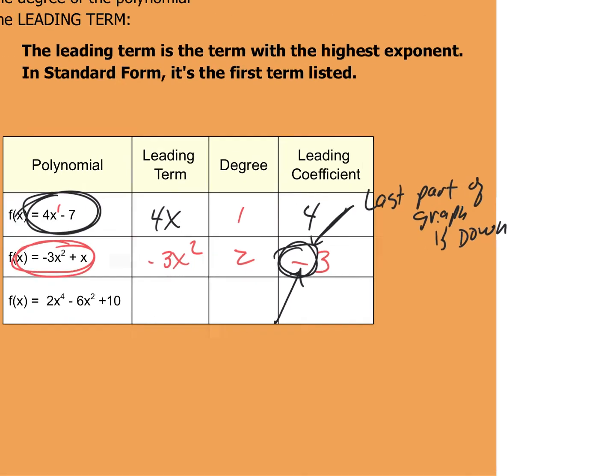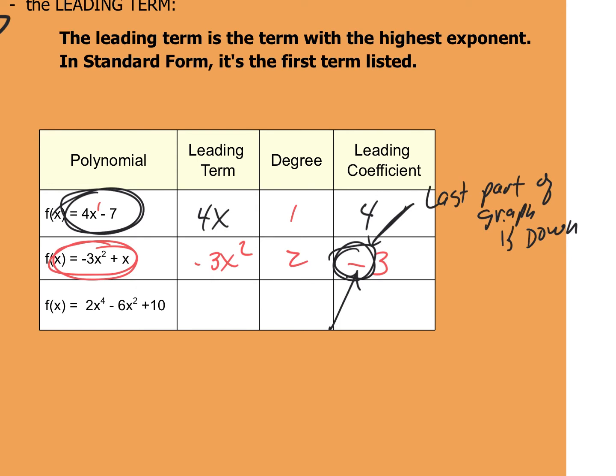Okay, so if there's a negative in front, this is the only one of these where the graph on the right side would be going down. All the other ones will be going up.